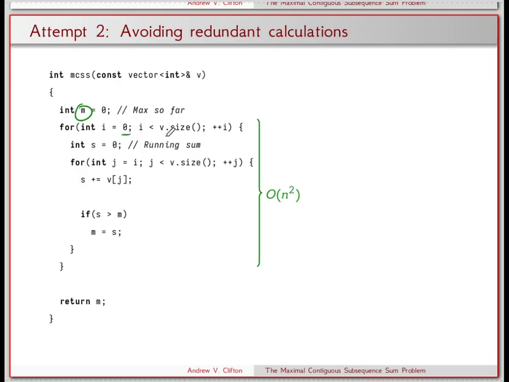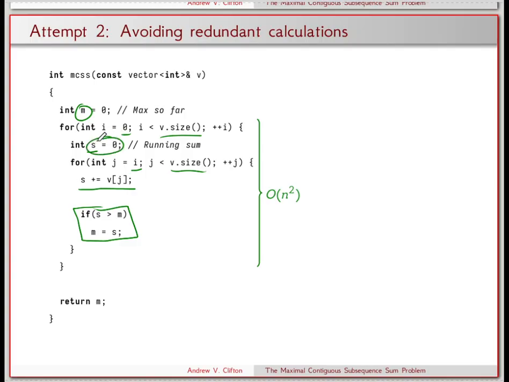Our i loop runs from 0 to size, which we'll call n here. But all of the mechanisms for doing the running sum have moved out one level. So s is our running sum. We initialize that to 0. j starts at i. So I'm doing that optimization where I'm not even considering backward subsequences here. j starts at i and goes up to v size. We add the next jth element into s, and then we test to see if that is bigger than the old max we've seen.